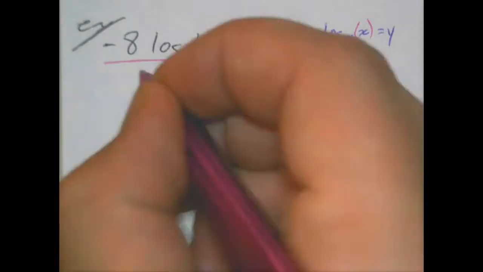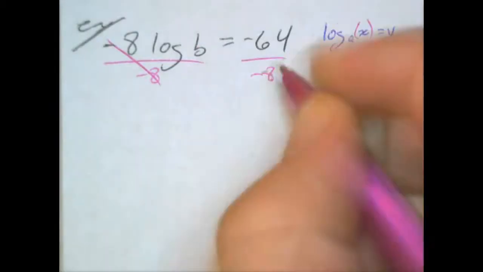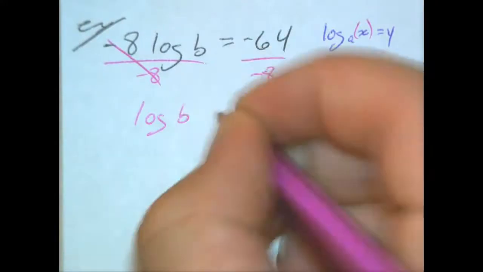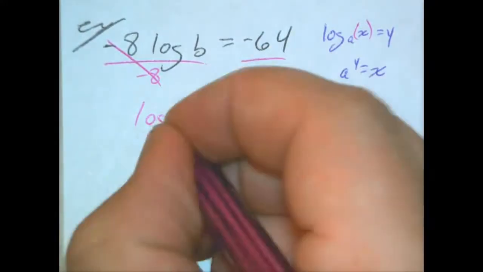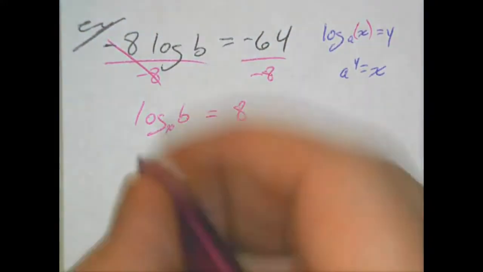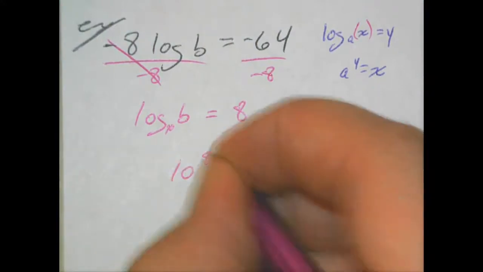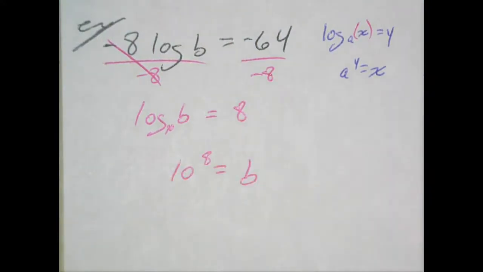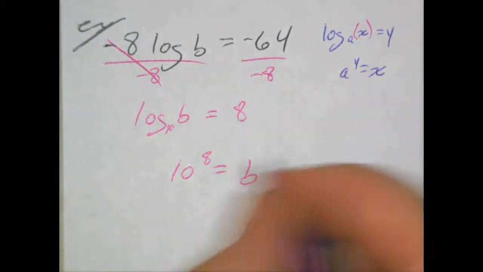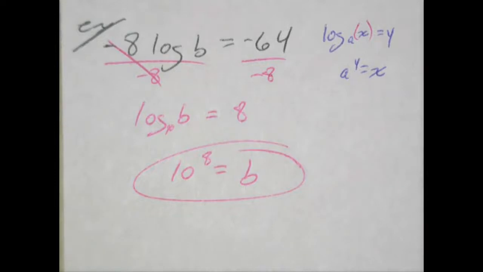But if I divide by negative 8 on both sides, then this will be log of b equals 8. I know that my base is 10 because that is understood, so this is 10 to the 8th power equals b, which is, I think, 100 million, something like that, but you can leave it like that. I'll be happy with that. Yay, we did a problem.